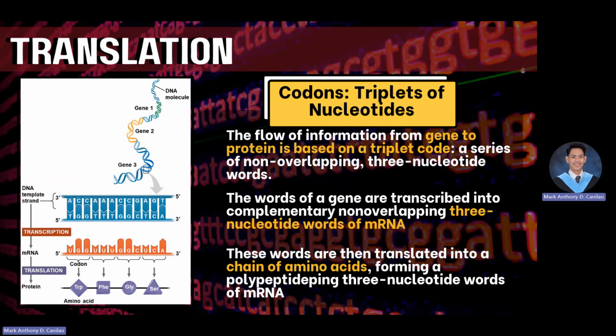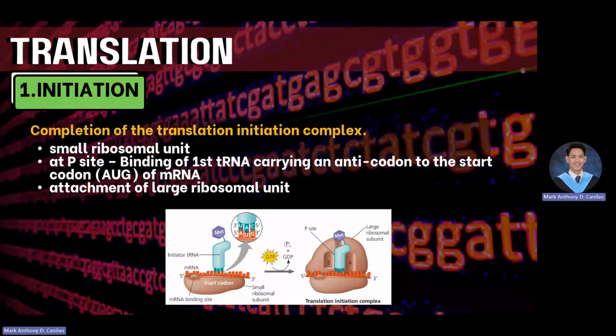So just like what I mentioned, there is this 3-letter nucleotide known as codons. So the flow of information from gene to protein is based on triplet code, a series of non-overlapping 3 nucleotide words. So the words of the gene are transcribed into complementary non-overlapping 3 nucleotide words of mRNA. So these words are then translated into a chain of amino acids, forming a polypeptide. Okay? So just like what we have mentioned in the transcription, translation also is divided into 3 steps, namely the initiation, elongation, and termination. So now let us focus on the initiation part of the translation.